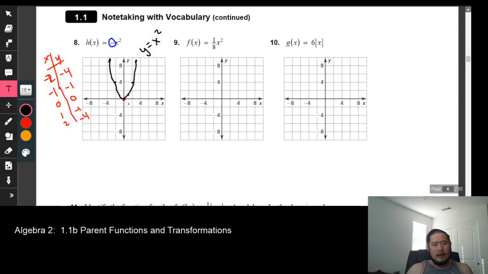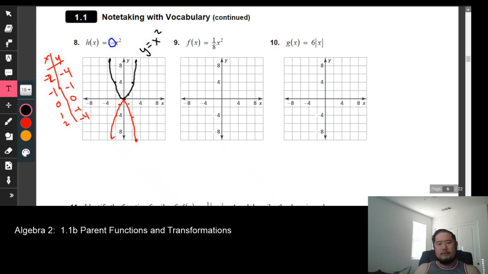At 1, we're at -1. At 2, we're at -4. And there you go. Go ahead and plot that. And remember, a parabola or a quadratic is actually curved. It's not V-shaped like an absolute value function. So make sure you do that. You change that correctly. Okay?